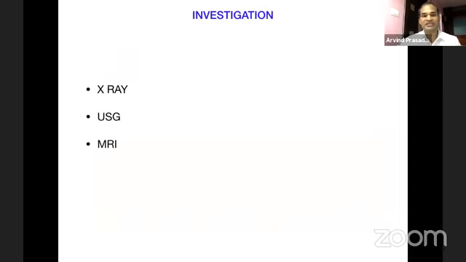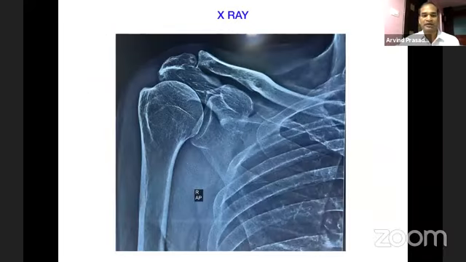So in the investigation, we have X-ray, ultrasound, and MRI. In X-ray, it should be an AP view. Here we can calculate the critical shoulder angle, which is along the long axis of the glenoid and from the inferior border of the glenoid to the margin of the acromion, and any angle that is more than 35 degrees is usually associated with a high risk of rotator cuff or subacromial problems.